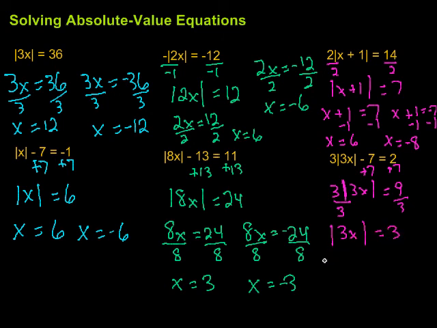Finally, write my two equations. First one is 3x equals 3. Just forget the absolute values. The second one, write it equal to the opposite. So that would be equals negative 3. Divide by 3. x equals 1. And divide by 3 here. x is equal to negative 1.